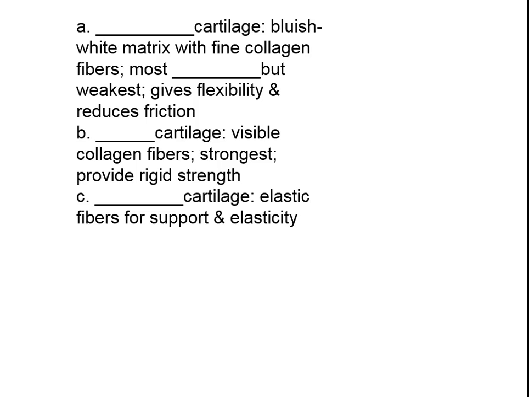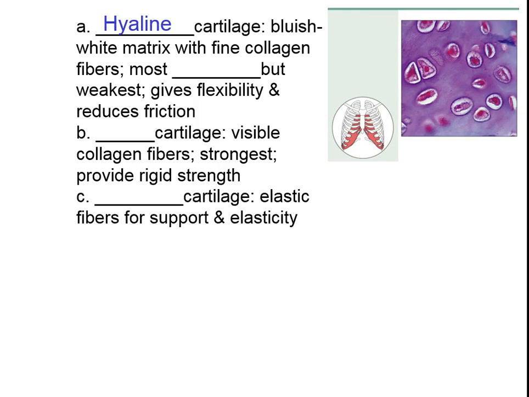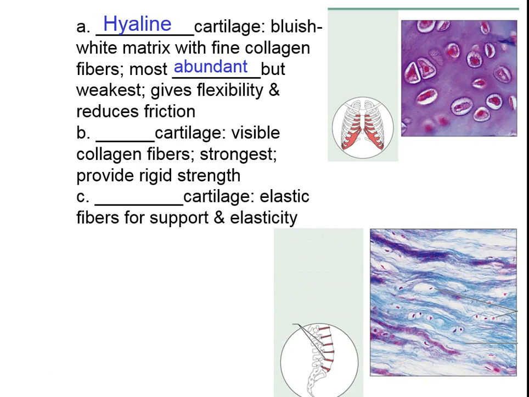So we have three different kinds of cartilage. We have hyaline cartilage, which is the most abundant. It is the weakest. We find it attaching the ribs to the sternum. It does give flexibility. It does reduce friction. You'll find it at the ends of long bones in a joint, so where your arm bones come together at your elbow joint or at your shoulder joint, those bones will be covered with hyaline cartilage, so it gives us almost a friction-free surface for those bones to slide across.